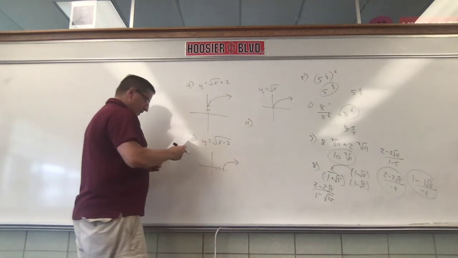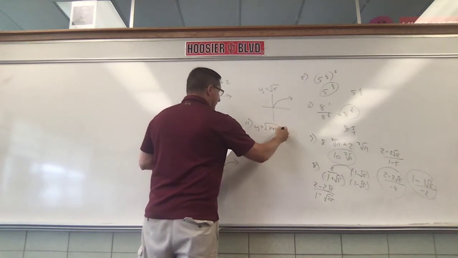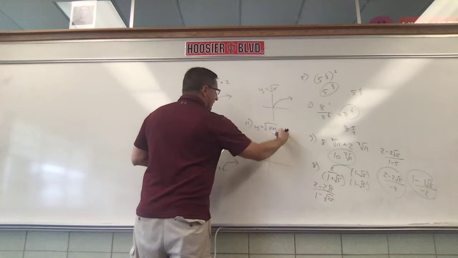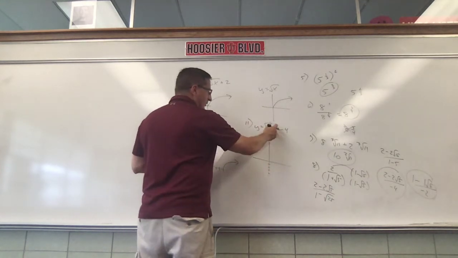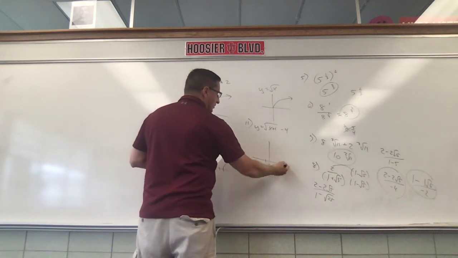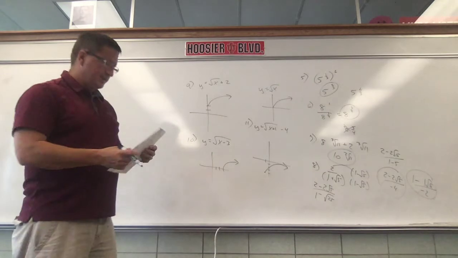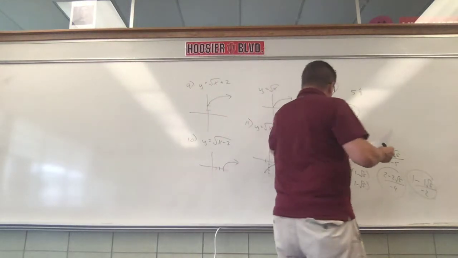Number 11. Y equals radical x plus 1 minus 4. Well, this minus 4 moves it down 4. Don't put a dot there yet, though, because that plus 1 with the x moves it 1 to the left. Put your dot right there. Go 1 left, 4 down. Draw your graph like that. You got to be able to get those, guys. Those are easy ones. Okay. On the back, number 12.